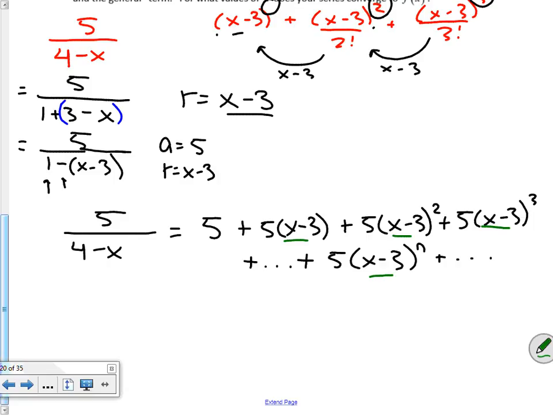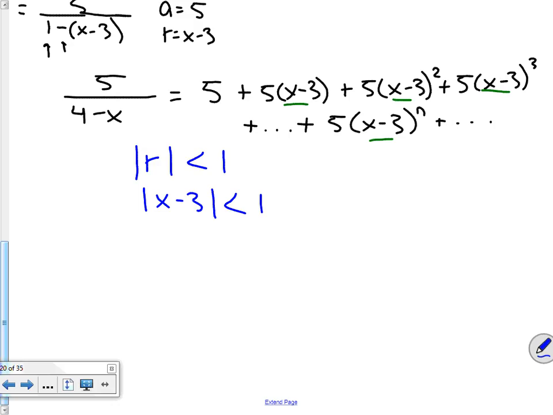I also need to reflect back and look to see where the series converges. Again, the series converges when the absolute value of r is less than 1. And that is when the absolute value of x minus 3 is less than 1. To solve, I get two cases, negative 1 less than x minus 3 less than 1. Then I add 3 to both sides to get 2 is less than x, less than 4.